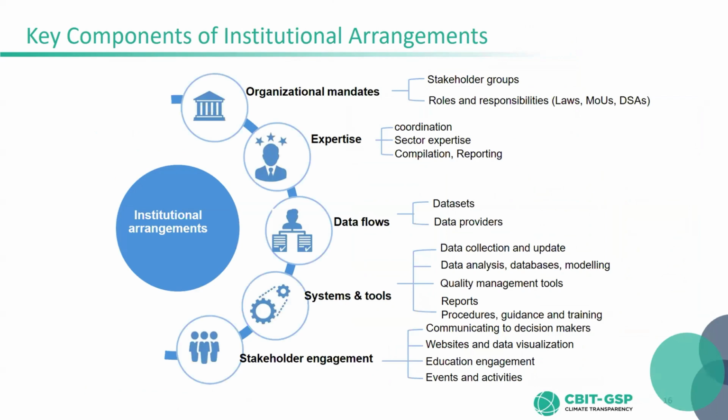So to be better prepared for the implementation of your institutional arrangements, parties would need a regular and reliable flow of information and data. As we already mentioned, there is no one-size-fits-all model, but each institutional arrangement needs to include these five common elements: organizational mandates, which means your stakeholders, roles and responsibilities; expertise and technical capacities; data flows and data providers; and systems and tools. And the last element, and the most important, is stakeholder engagement and ownership.